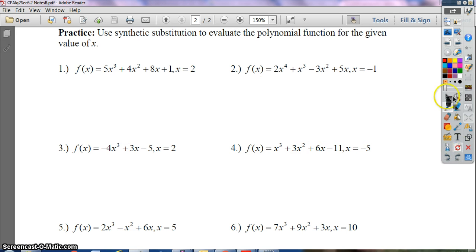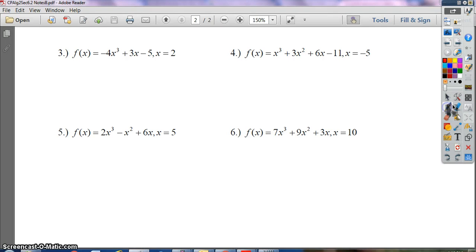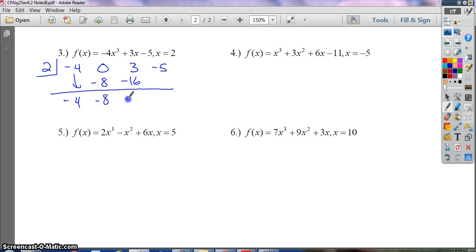All right, we'll jump into 3 and 4 now. Go back to blue. Here we go. 2, I got negative 4. They skipped x squared, your x term and then your constant. Notice they skipped an x squared here, so I need a 0. That's where that's coming from. So bring down your negative 4, multiply, get here. Add these, multiply. Add them, multiply. So, f of 2 equals negative 31.